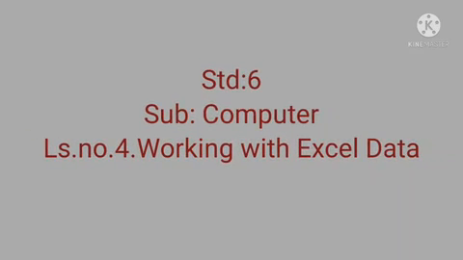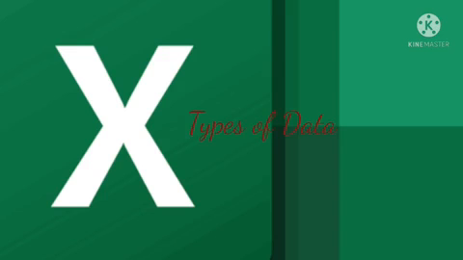Standard 6th, subject Computer. Today we are going to learn lesson number 4, Working with Excel Data. Types of data. Students, in Excel, 3 types of data can be entered, namely numeric numbers, text and formulas. Any type of data or combination of 2 data types can be used in a worksheet. Values are the combination of formulas, text and numbers.